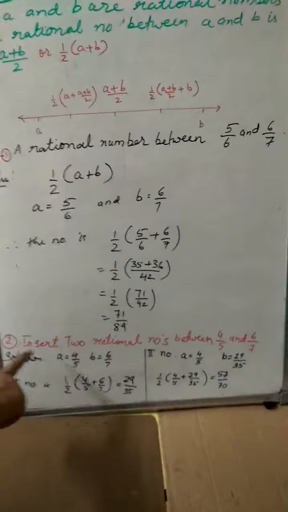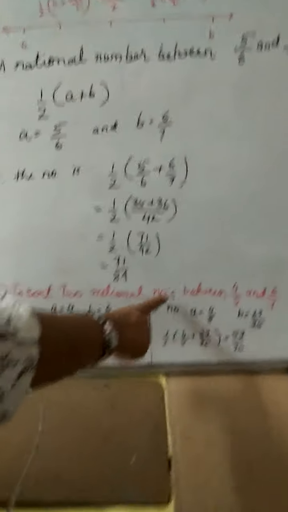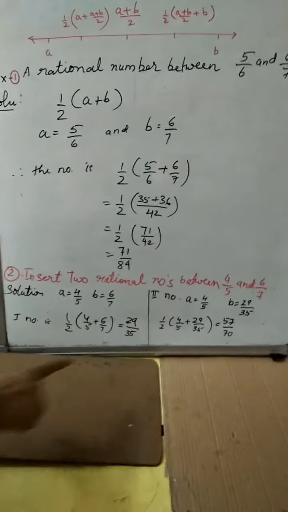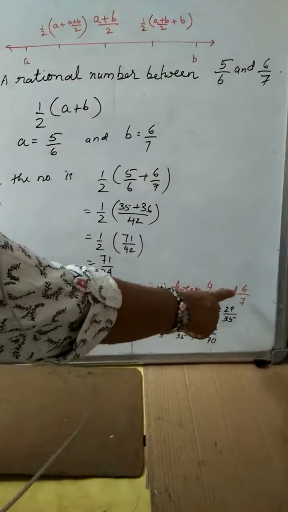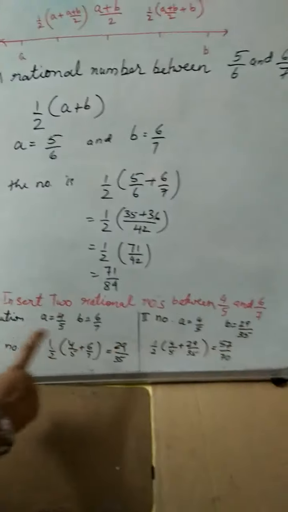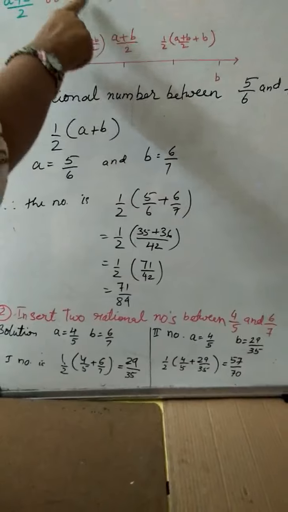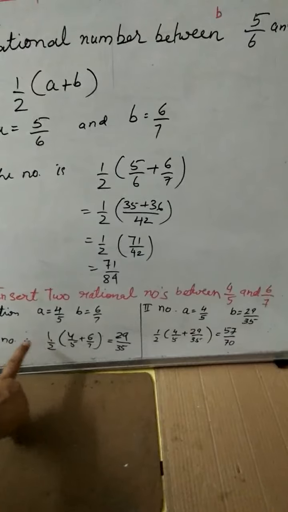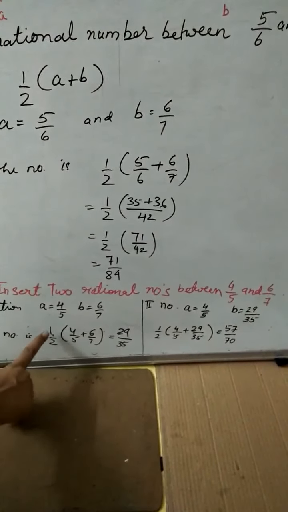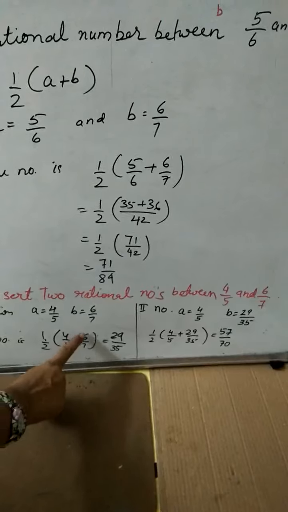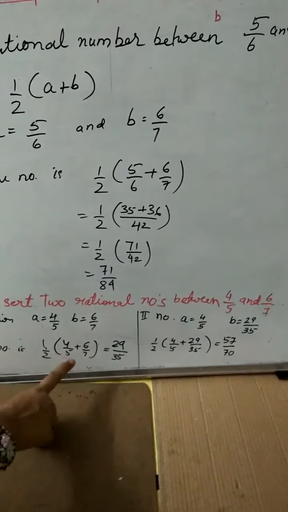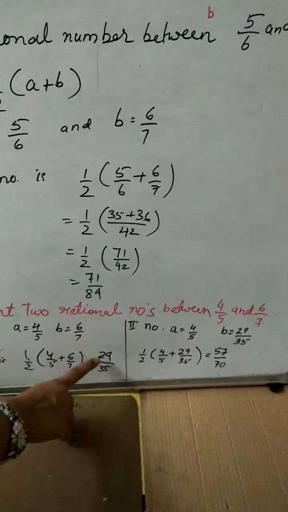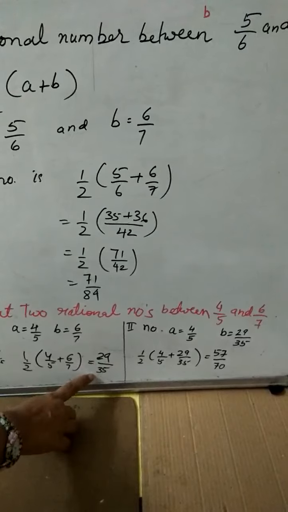Another example: insert any two rational numbers between 4 by 5 and 6 by 7. So the value of A is 4 by 5 and the value of B is 6 by 7. Using the formula half A plus B, you have to find the first rational number. So 1 by 2 in bracket 4 by 5 plus 6 by 7. Due to lack of space, I have calculated directly. Take the LCM and then solve it. You will get 29 by 35.